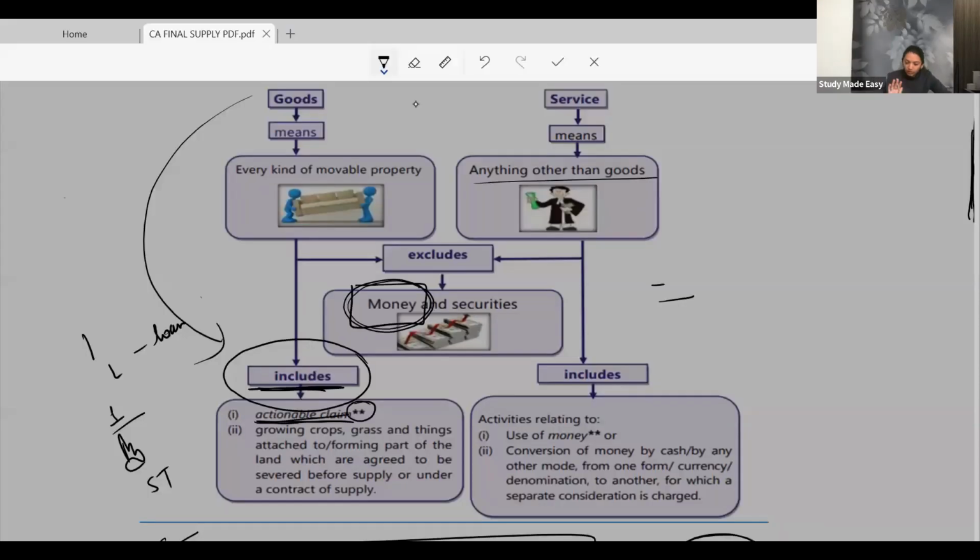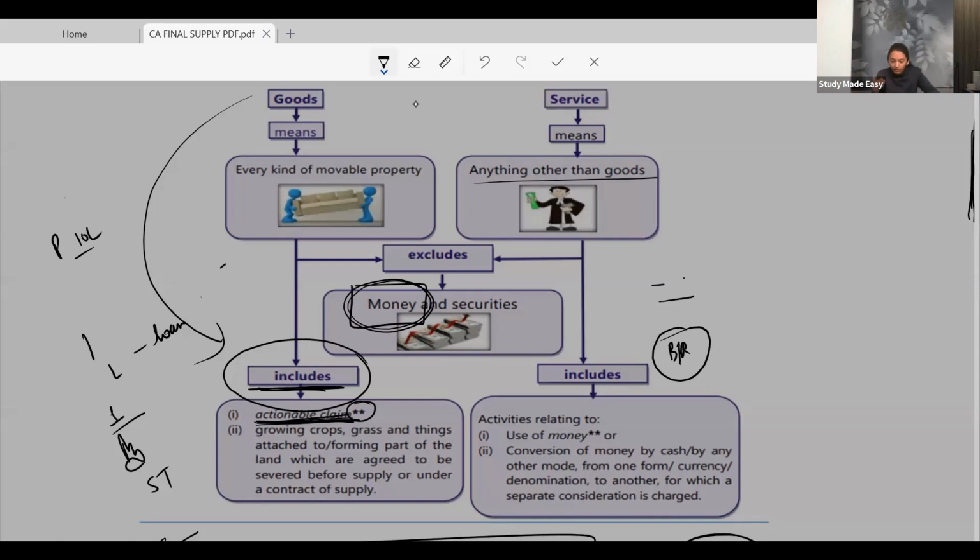Now again, they are saying these actionable claims are goods. It is very important, understand this carefully. Goods include actionable claims. All kinds of actionable claims, whether promissory note, bills receivable, everything has been included. That means, ma'am, if I am giving bills receivable to someone, or I am giving a promissory note saying I will pay you 10 lakh rupees, this is just a promise where I am not earning.